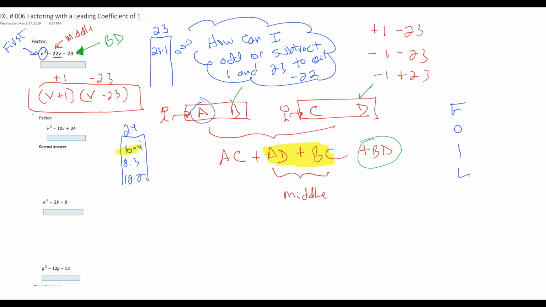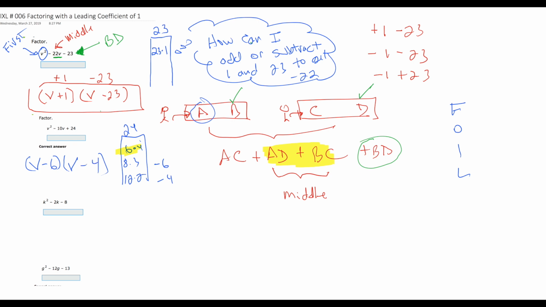So I'm going to go like that, like that, like that. I'll put my variables in place. And how can 6 and 4 give us negative 10? Negative 6 and negative 4. Then you just drop them in exactly like that.